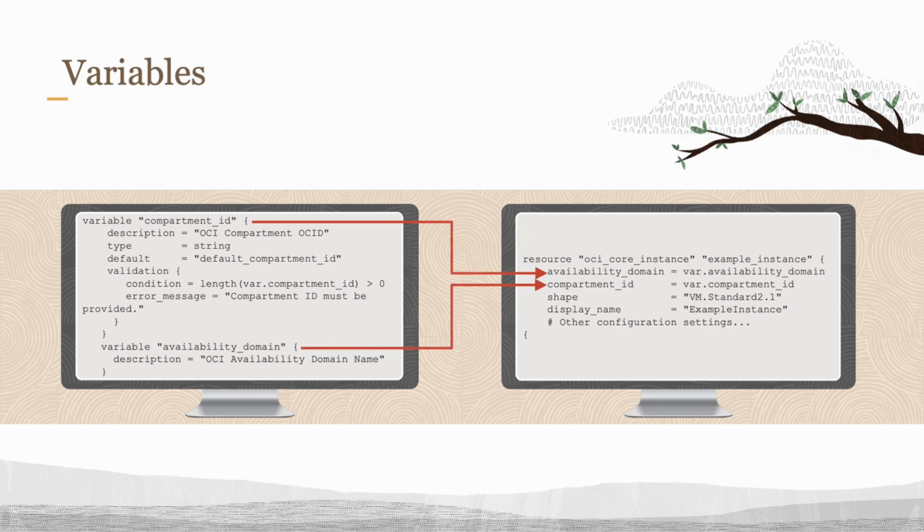Similarly, we use var.compartment_id to set the compartment ID for the instance. This ensures that our instance is created in the specified compartment. Using variables, we make our Terraform configurations more flexible and maintainable. We can easily change the values of these variables without modifying the resource definitions, which simplifies the management of our infrastructure.